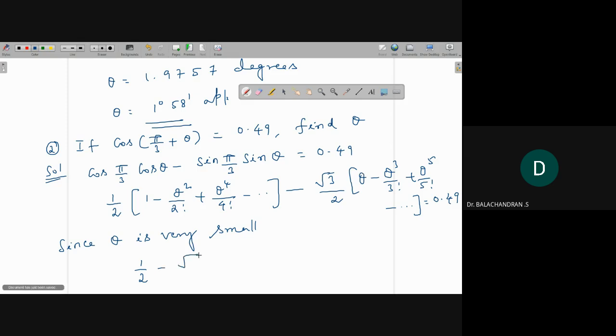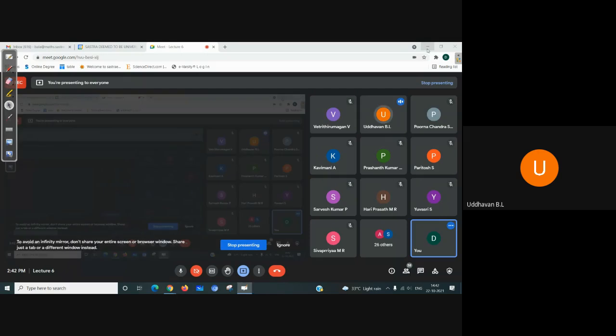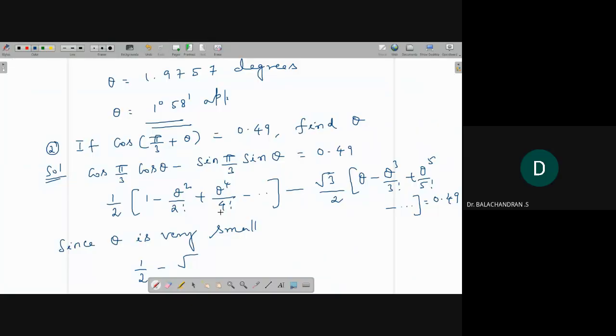Sir, can you explain how do we assume that theta is small in this case? I told you, cos pi by 3 is 1 by 2, but here you have 0.49. So that implies theta should be a small value. Okay, so that's why it is small.